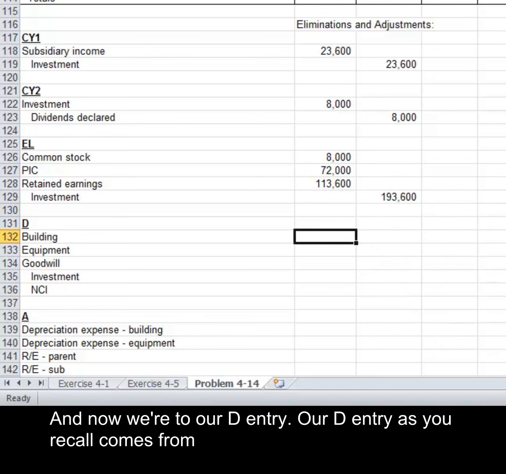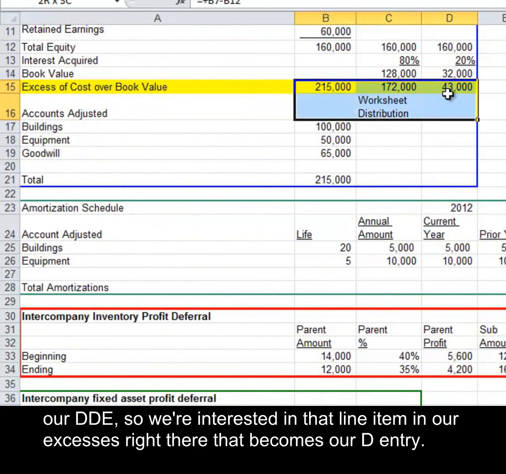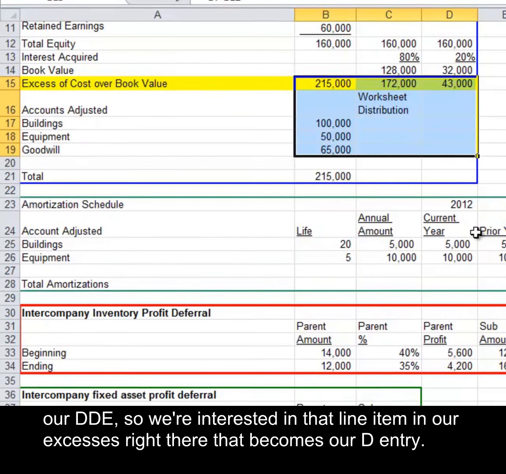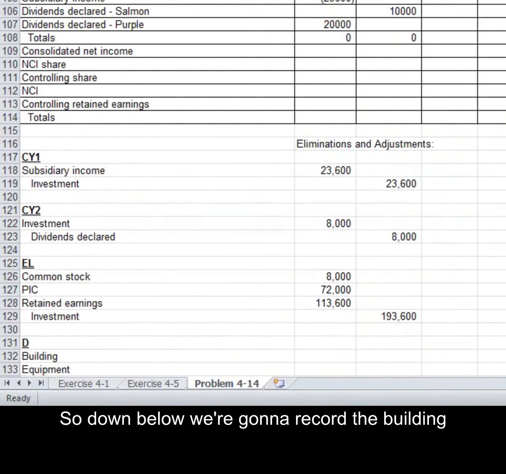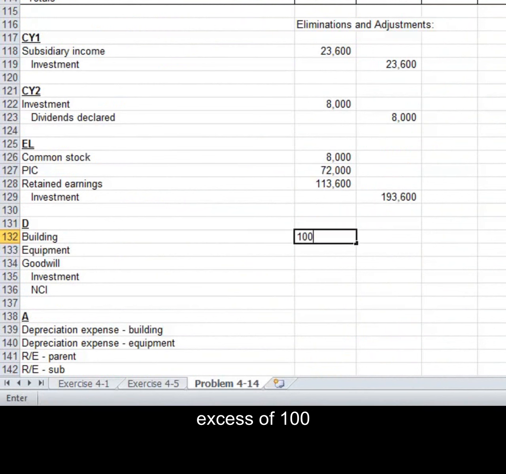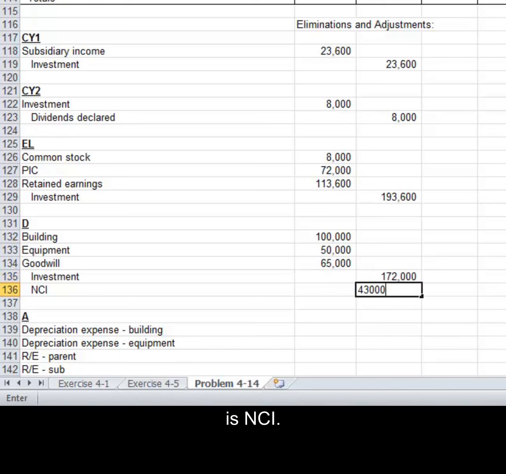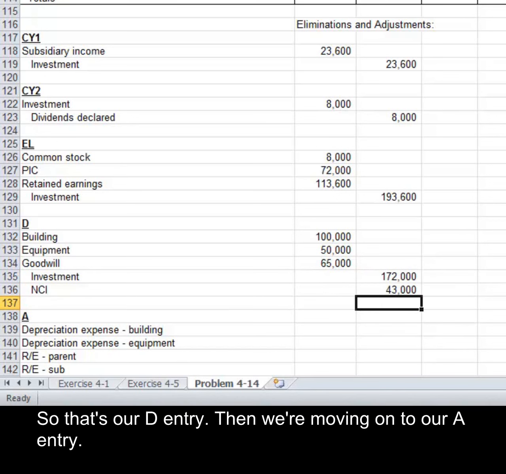And now we're to our D entry. Our D entry, as you recall, comes from our DDE. So we're interested in that line item and our excesses right there. That becomes our D entry. So down below we're going to record the building excess of 100, our equipment excess of 50, goodwill of 65. Then we saw in the DDE 172,000 is parent and 43 is NCI. So that's our D entry.